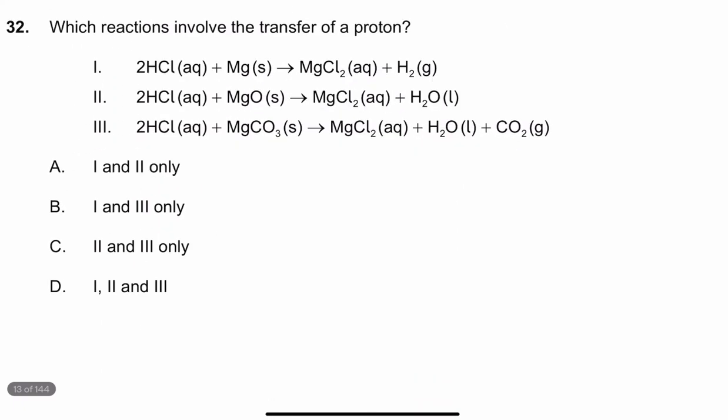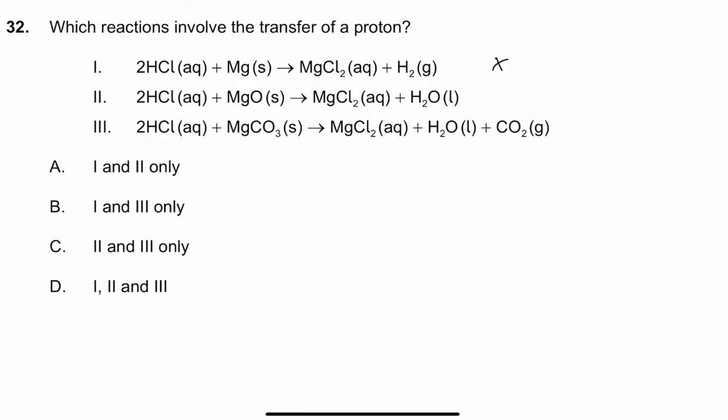Okay, 32. Which reactions involve the transfer of a proton? Okay, so we have I, 2HCl plus Mg forms MgCl2 plus H2. For this reaction, we can see the magnesium is being oxidized, and we have the hydrogen ions from HCl being reduced to form H2 gas. So we do see HCl dissociating to provide protons, but this is a redox reaction. It's not actually a transfer of the proton. So I would not classify this as correct. But we can always go back and double check.